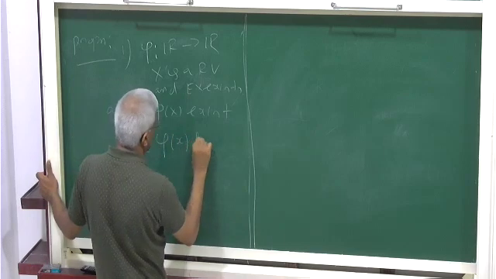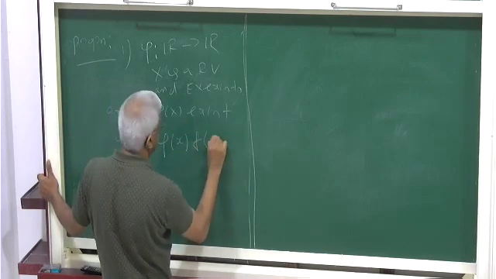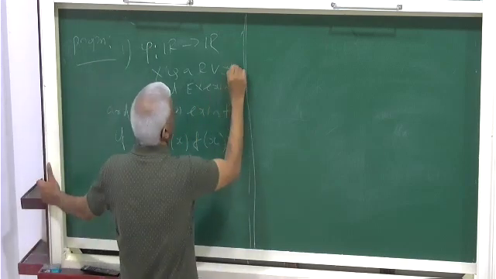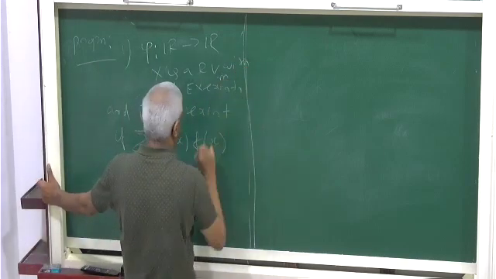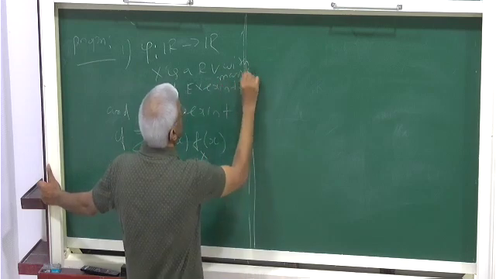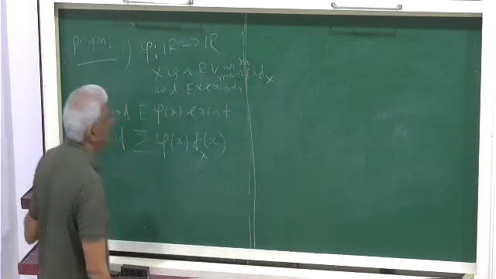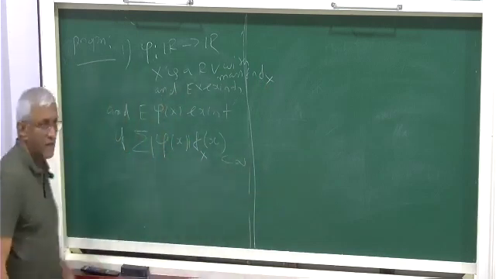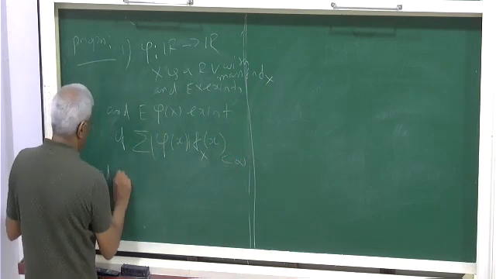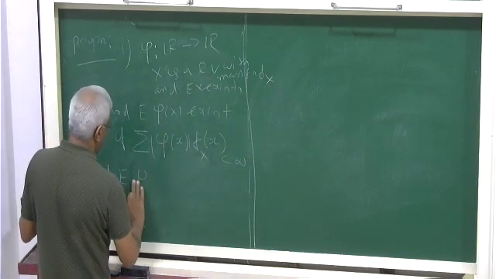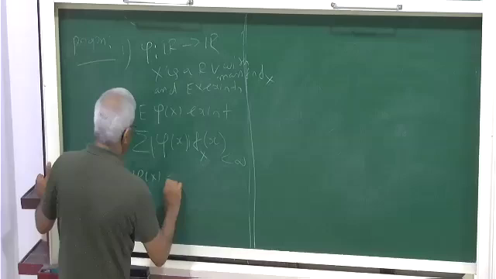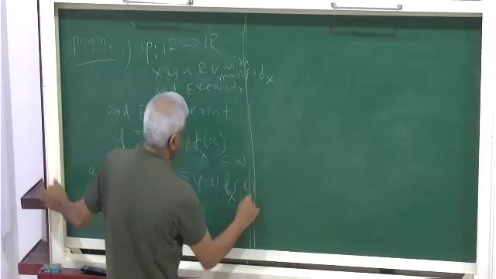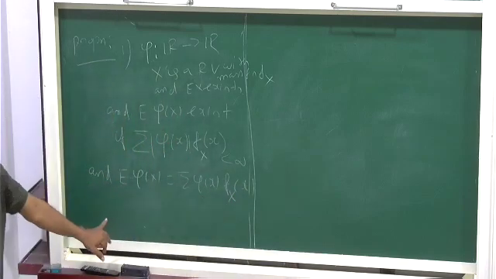times f of x converges. Let me tell you what f of x is. X is a random variable with mass function f_X. This is less than infinity, and this is along expected lines. The expectation of phi of X is nothing but the sum of phi of x times f_X of x. Instead of x, you have phi of x. That's all.